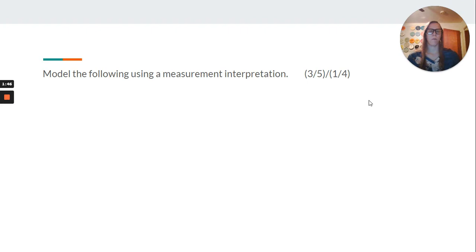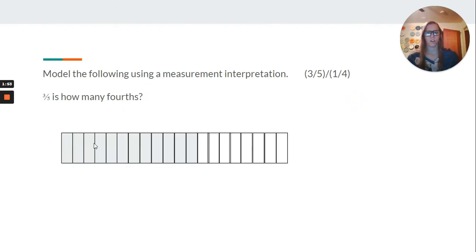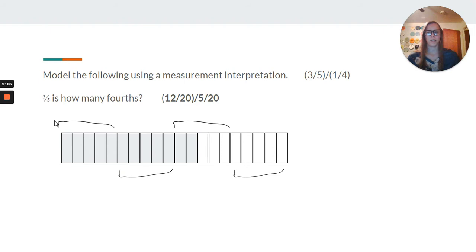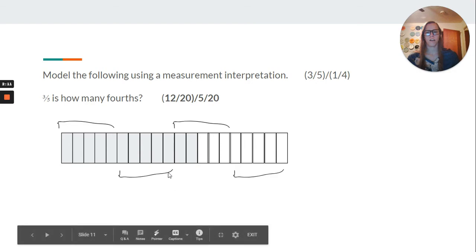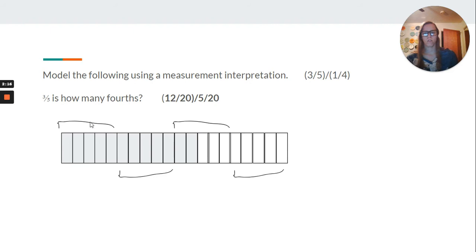We have 3/5 divided by 1/4. The way you can phrase the measurement interpretation is, 3/5 is how many fourths? So here we have them with the same denominator. We have 12/20 shaded, which means we have 8/20 that are not shaded. We break that down into 4 sections: 5/20, 5/20, 5/20, and 5/20. So we can see that 2 full of those 5/20 are shaded, and then another 2 of those 5.